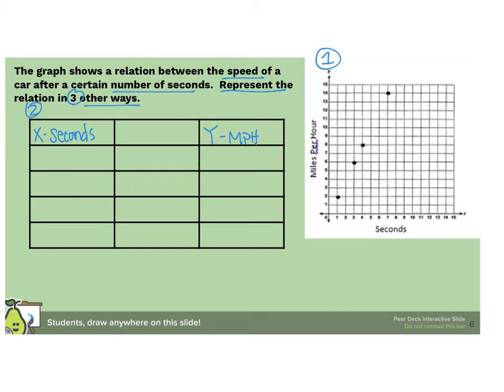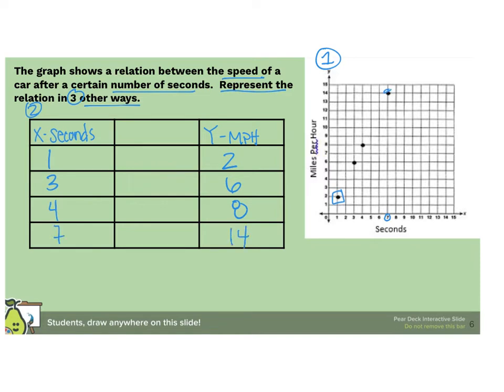And then we're just going to fill in our X and our Y values. We don't have the middle of the table right now, and that's okay. But the graph tells us X and Y, right? So this first point is at 1, 2. The second point is at 3, 6. The third point is at 4, 8. And then the final point is at 7, 14.